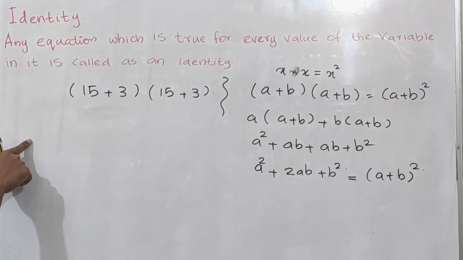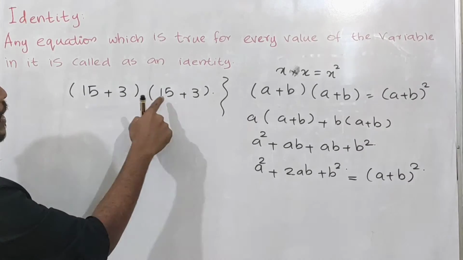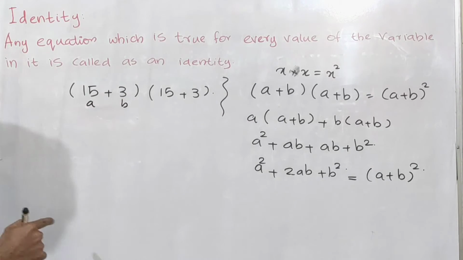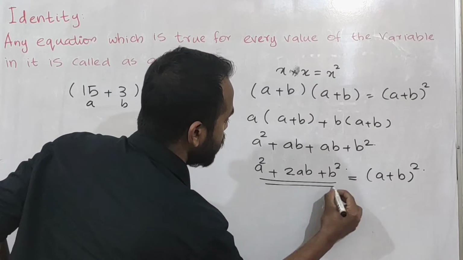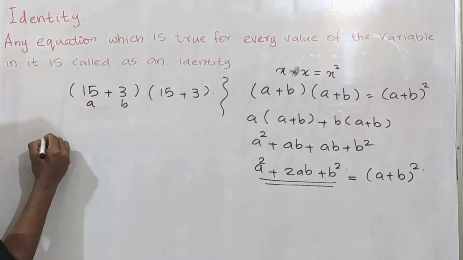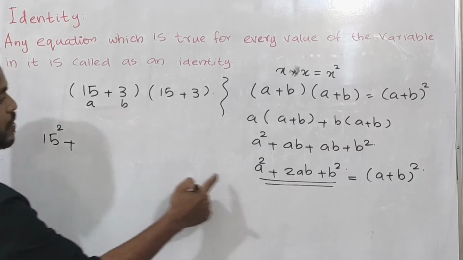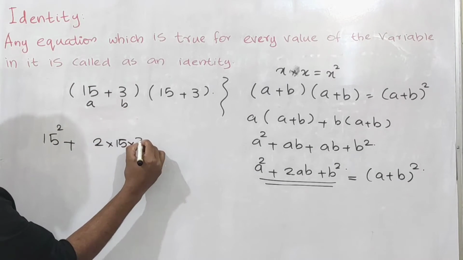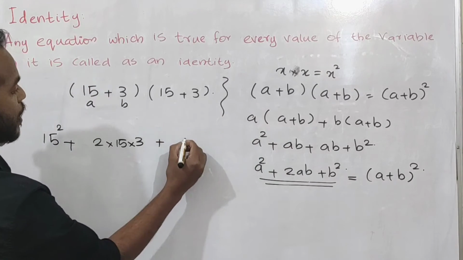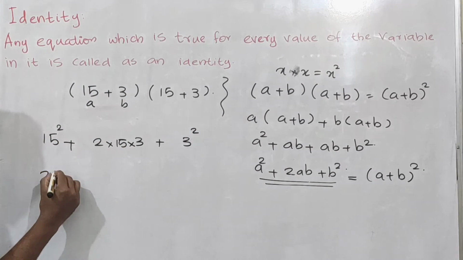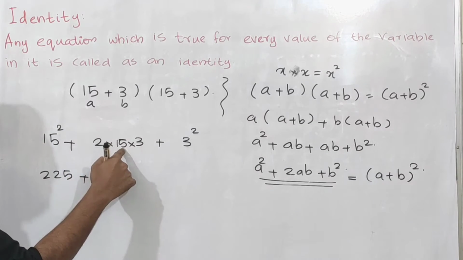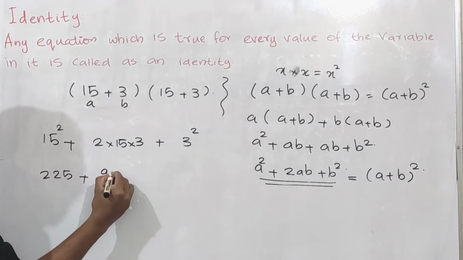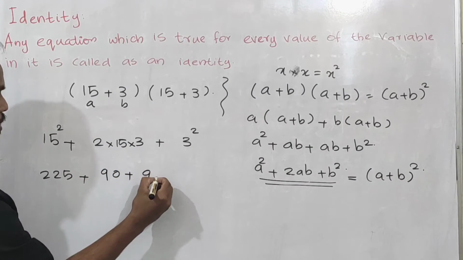Now coming to our part, (15 + 3) into (15 + 3). So here 15 is a, b is 3. What do we need to do? We just need to put here 15 for a, so 15 square plus 2 into a into b. 2 into a is 15, into b is 3, plus b square, b is 3. We know 15 square is 225, plus 2 into 15 is 30, 30 into 3 is 90, plus 3 square is 9.